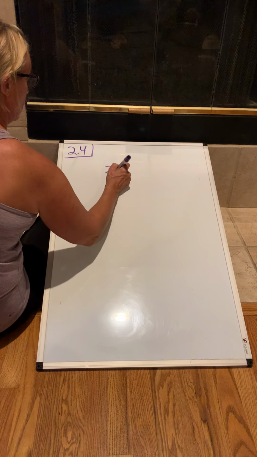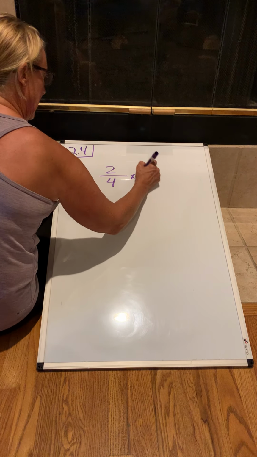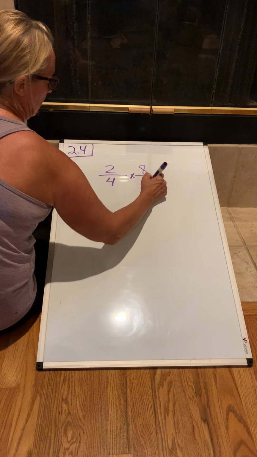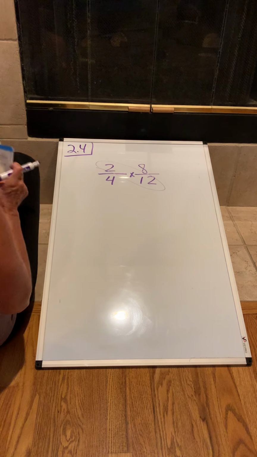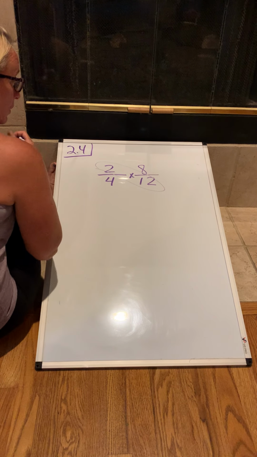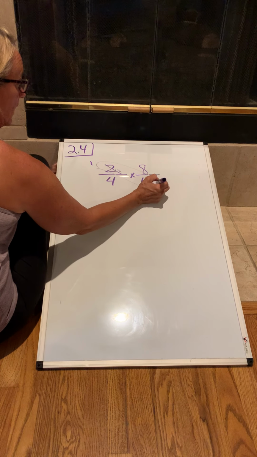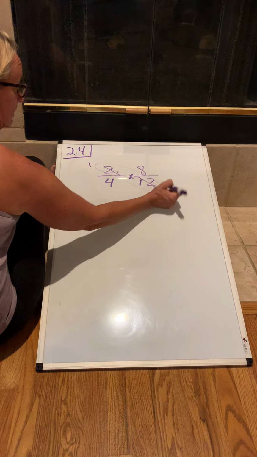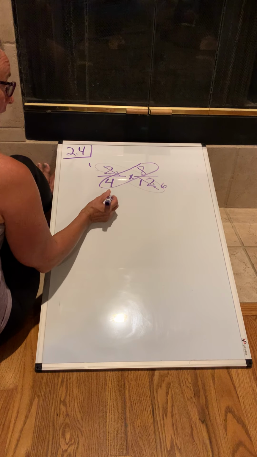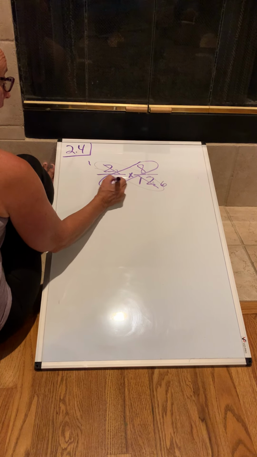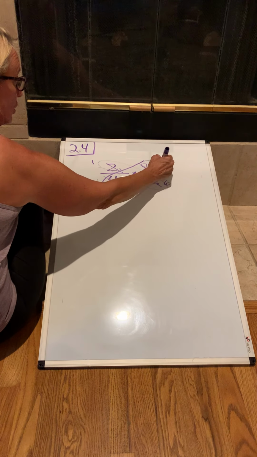We have 2/4 times 8/12. Okay? So we'll look at 2 and 12 first. And we know that our greatest common factor is 2. So 2 divided by 2 is 1. 12 divided by 2 is 6. Then we look at 4 and 8. Our greatest common factor is 4. So 4 divided by 4 is 1. And 8 divided by 4 is 2.